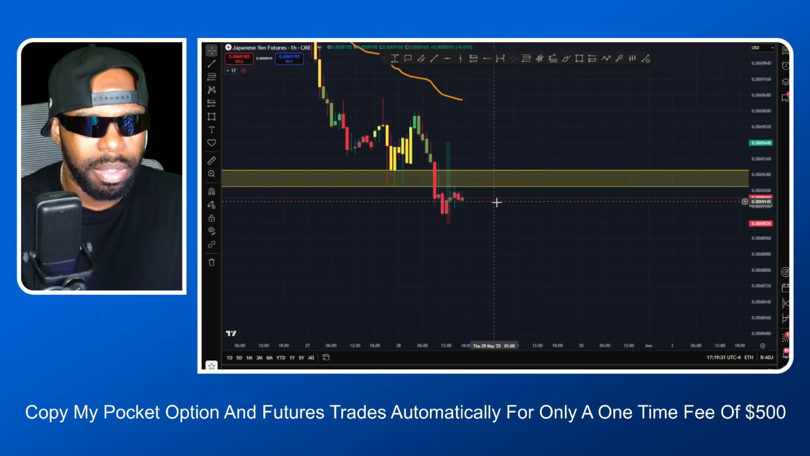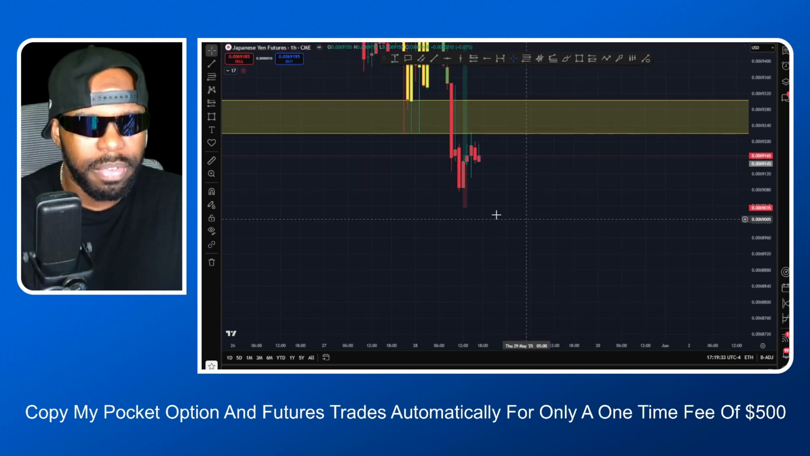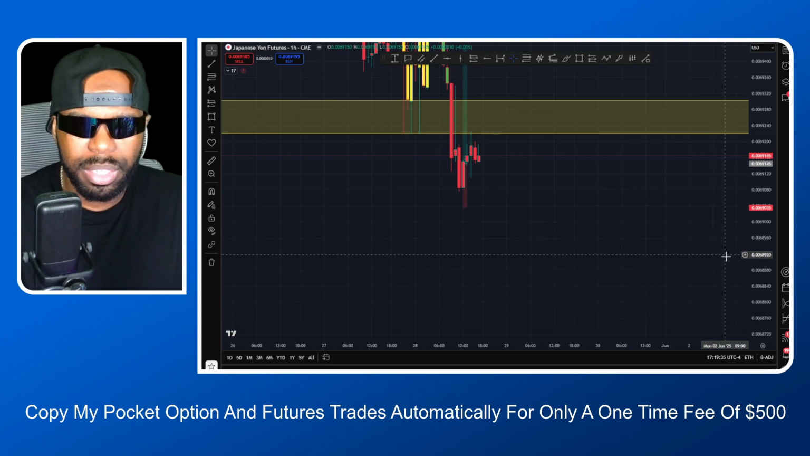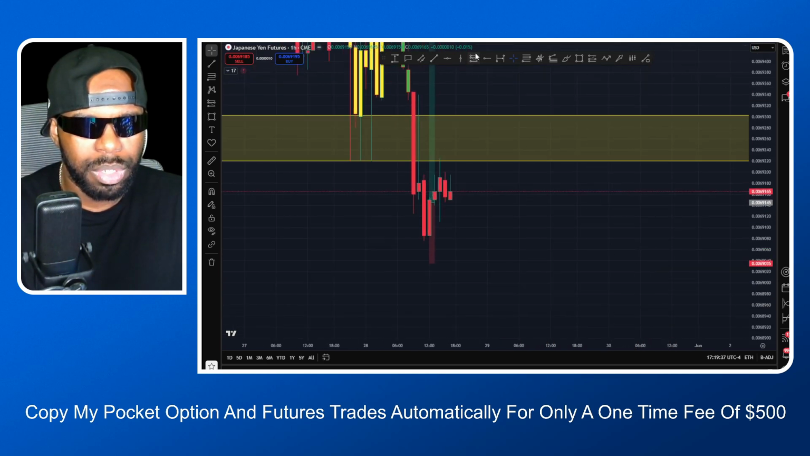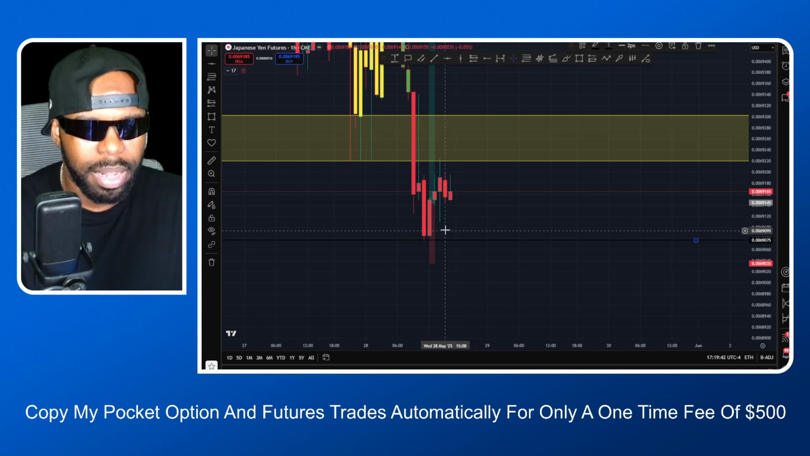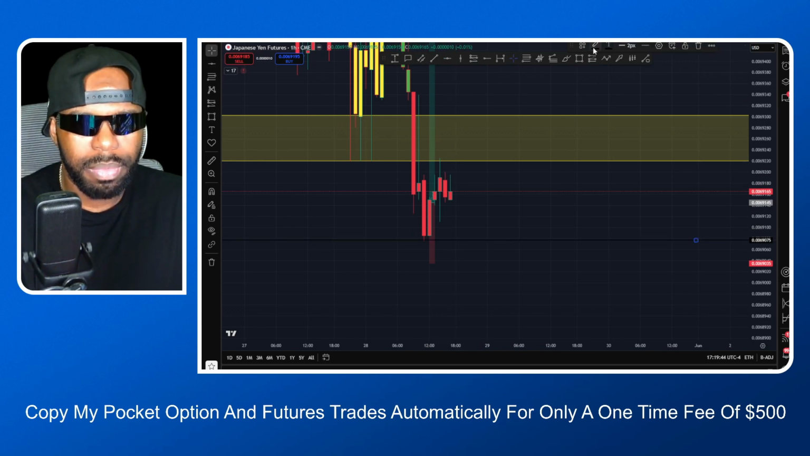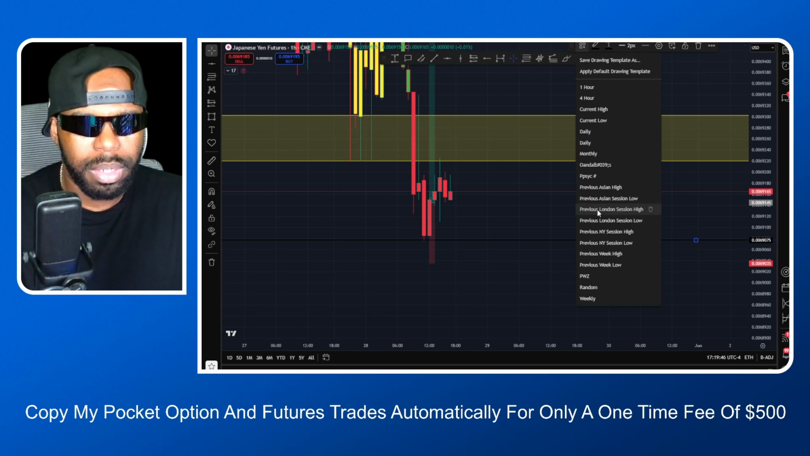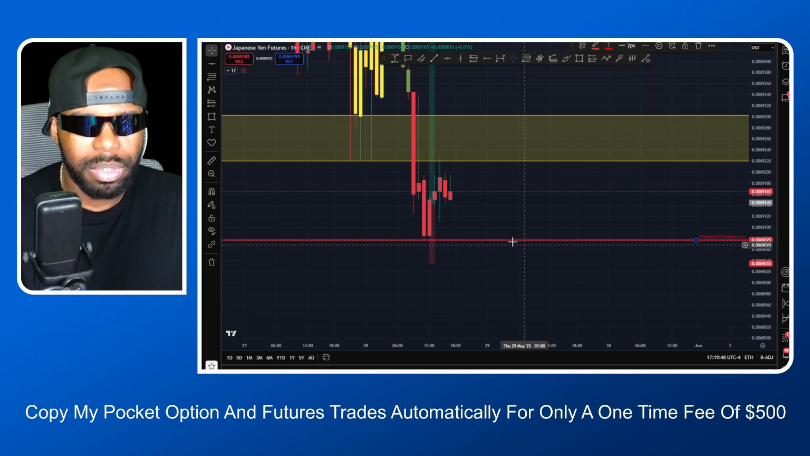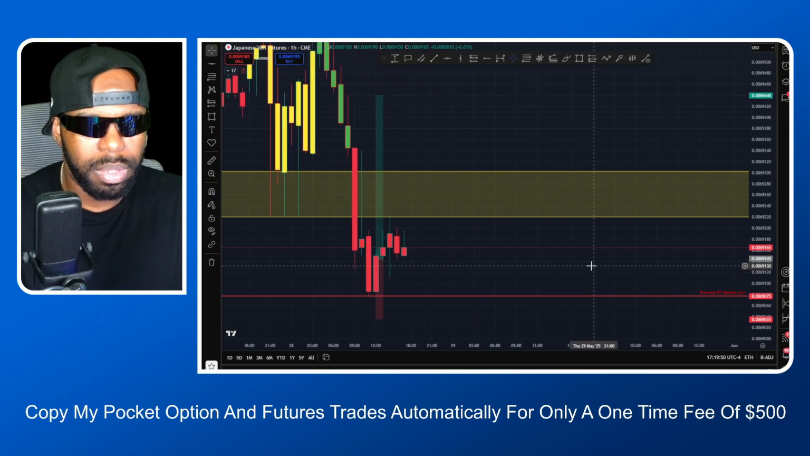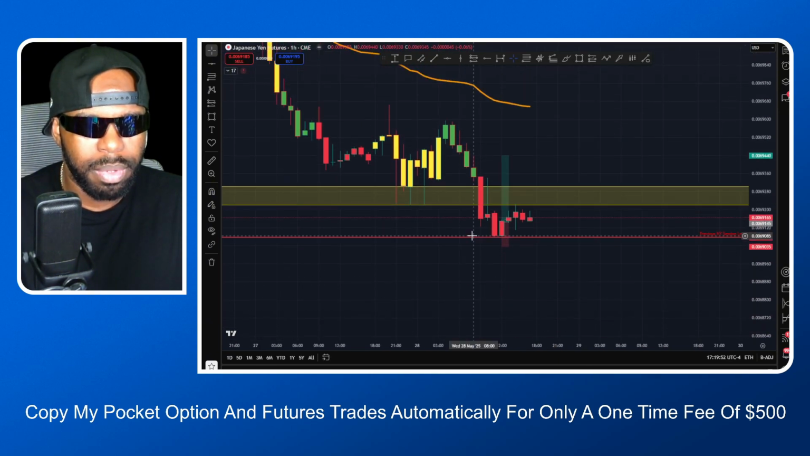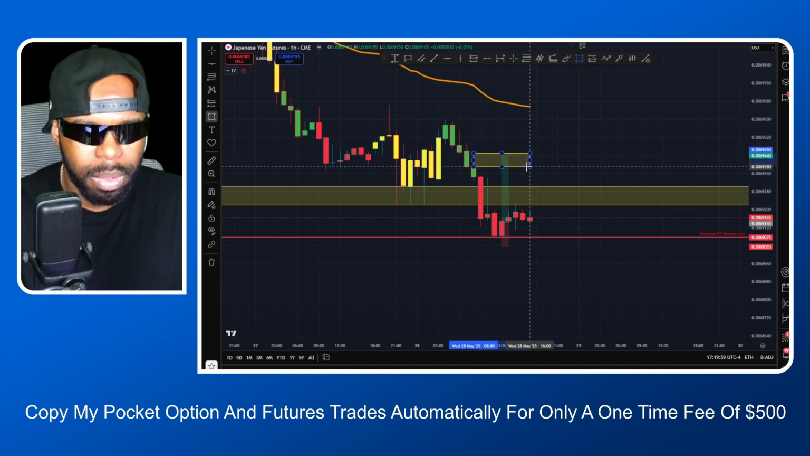Okay, and then here, if the wick to the body is small, what I like to do is just get the horizontal tool here, and then I'll just mark that as a low. But let me change the color here. That's going to be my U.S. session low there. So boom, that's going to be my U.S. session low there, and then my U.S. session high will be here. Okay, there we go.